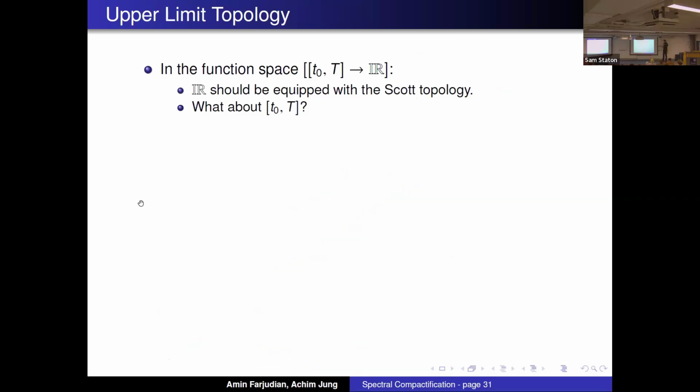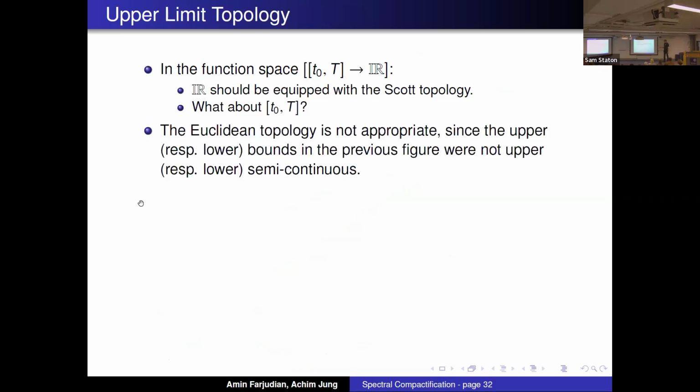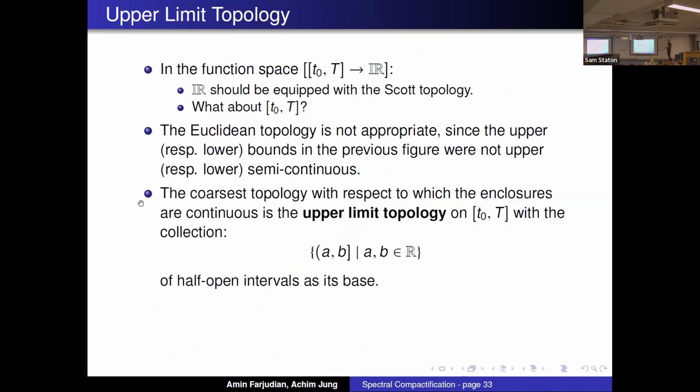Okay, so we'll look at it from a bit of a distance. We have this function space. On the right-hand side, the interval domain, we know that it must be equipped with the Scott topology. No worries about that. What about the lifetime? That is the important one. Because of the semi-continuity problem, we cannot consider it with the Euclidean topology. And if you think about it, the coarsest topology with respect to which these enclosures that I showed you on the previous slide can be continuous is what is called the upper limit topology. Actually, I'm not sure if it's the coarsest topology in a way, but if you allow the discretization points to be arbitrary, then this becomes the coarsest one.